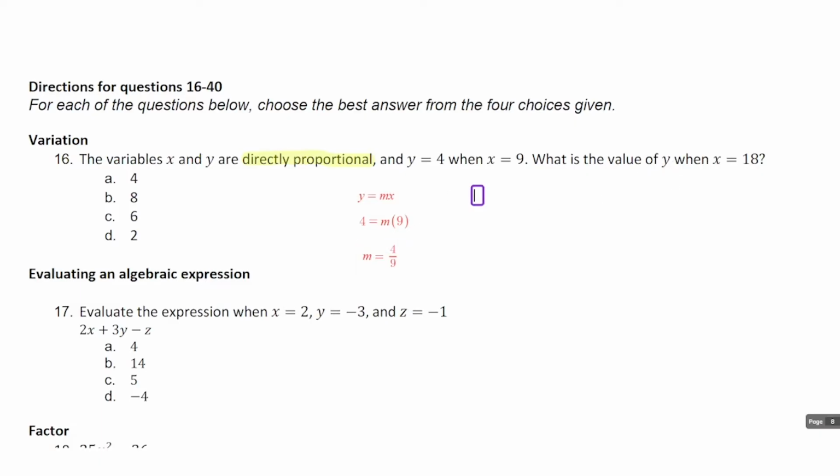So if I have my equation, y equals mx, and I already figured out what my m was, I figured out that my slope was 4/9. So when x is 18, we want to know the value of y. y is going to be 4/9 times 18. You could put this in your calculator most likely, but 18 divided by 9 is 2, and 2 times 4 is 8. So we get our answer. When x is 18, y is 8.